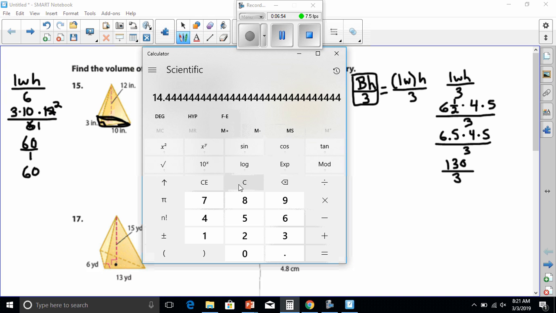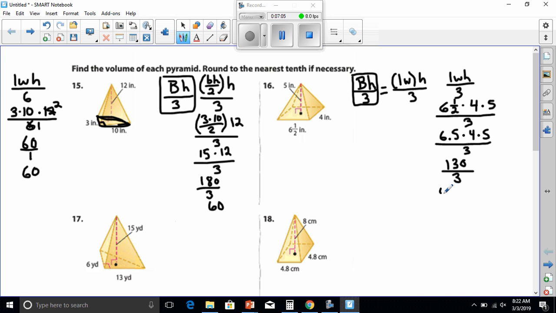Oh, let's try that again. 130 divided by 3 gives me 43.33, or 0.3 repeating, excuse me, 43.3 repeating. I said rounded to the nearest tenth. So if I know I'm going to get 3, the nearest tenth would just be 3. So my answer really should just be 43.3.